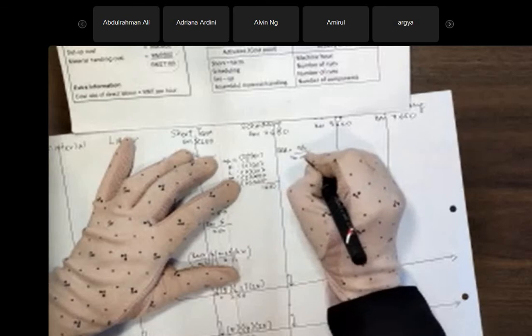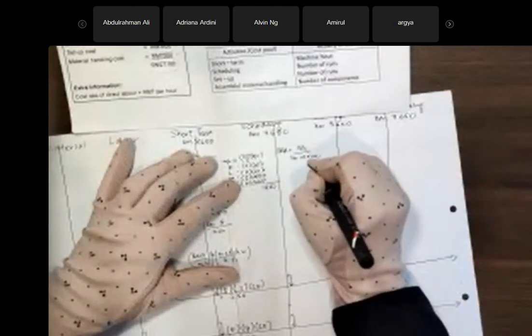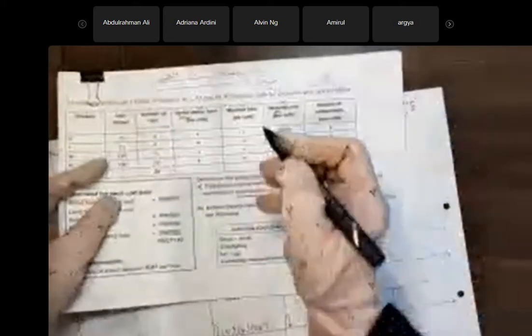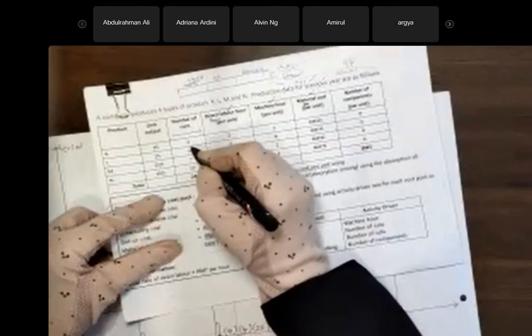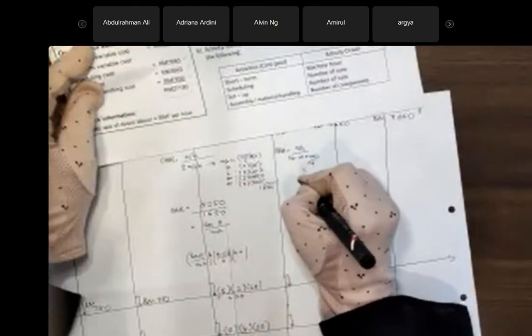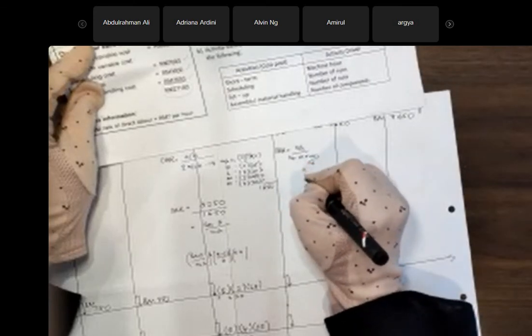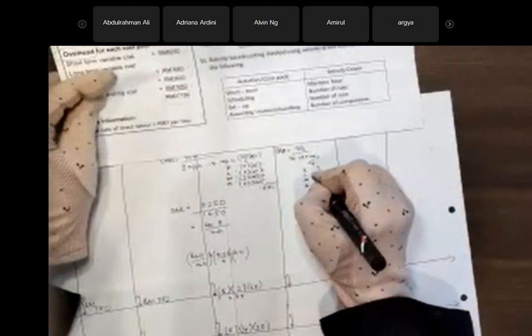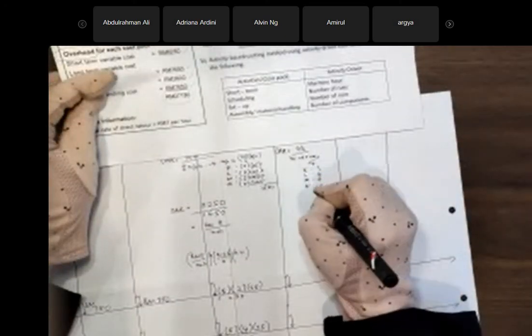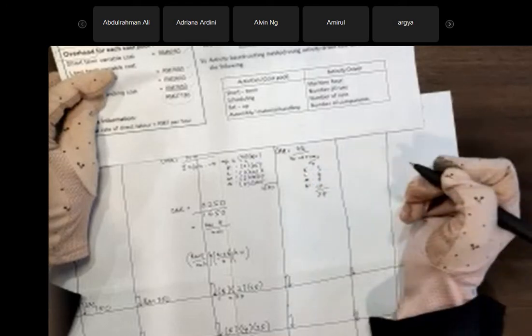Okay, number of runs. How to calculate the number of runs? You look at this one. For K, L, M, N the number of runs are 3, 4, 7, 10. So the total is 24.